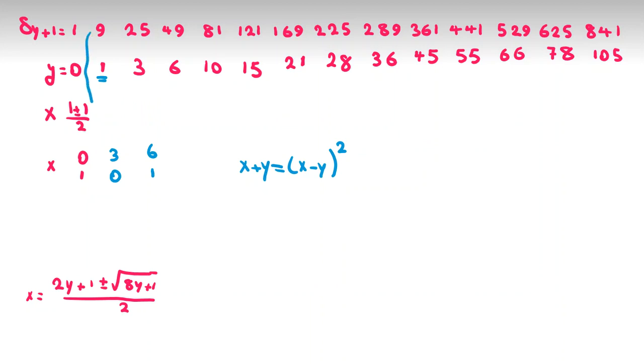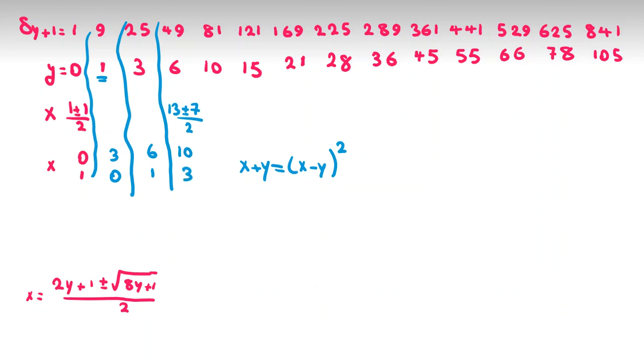With me. 49, 6. x will be 2 times 6 plus 1, 13, plus or minus 7, over 2. 13 plus 7, 20 over 2, 10. 13 minus 7, 6 over 2, 3. Let's erase this part. Next one.